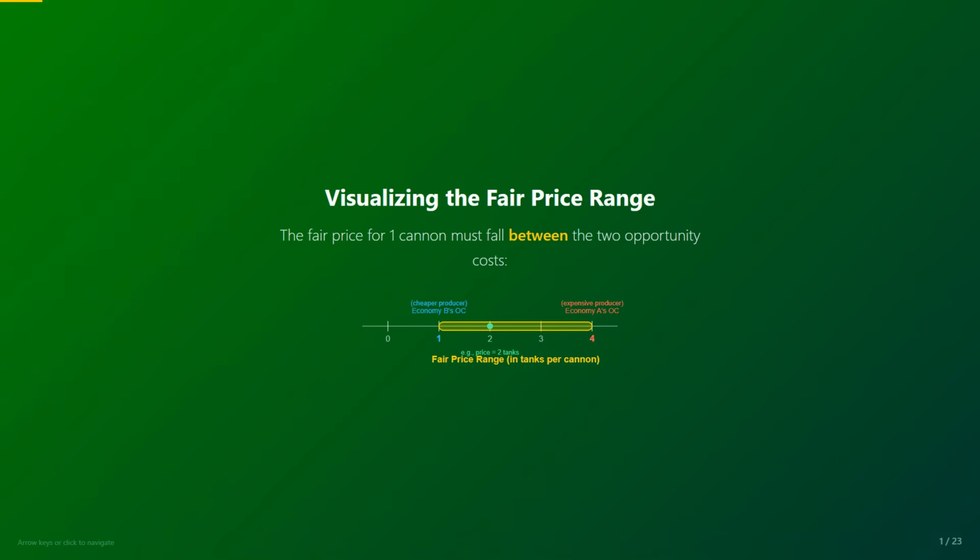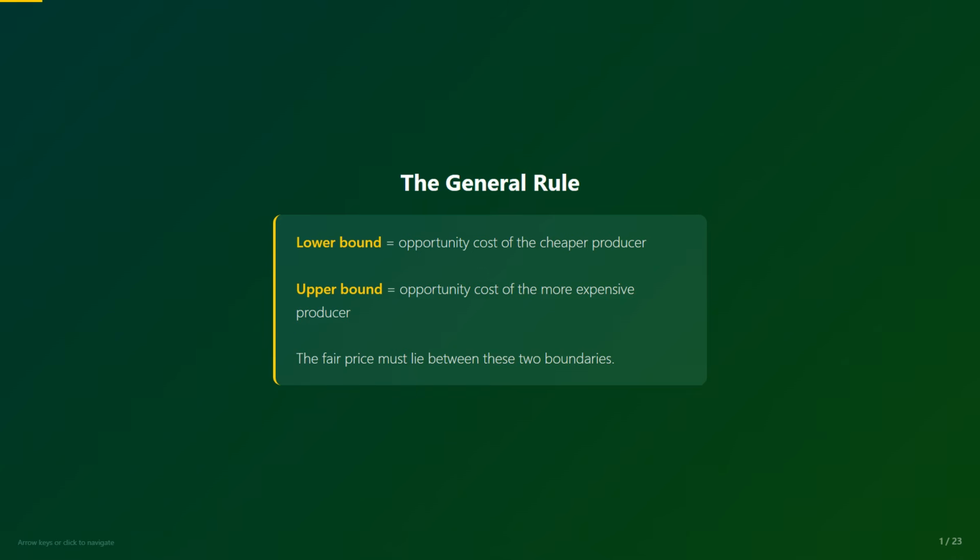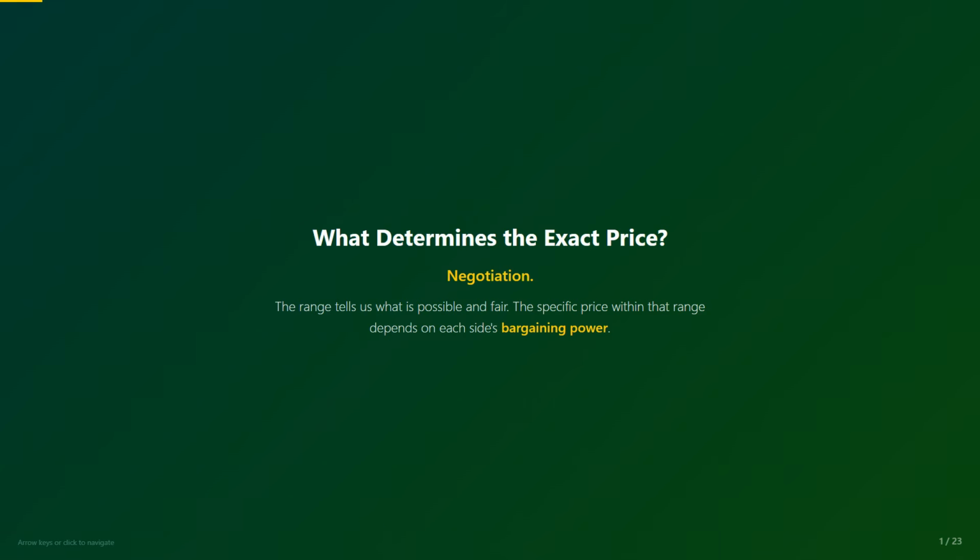Now, an important question: if the range contains so many possible prices, what determines the final price? The answer: negotiation. The final trade price is determined by negotiation between the two economies. The range tells us what is possible and fair, but the specific price within the range depends on the bargaining power of each side. If one economy has greater bargaining power, the price will lean toward what benefits it. But as long as the price stays within the fair range, both economies will gain from trade.